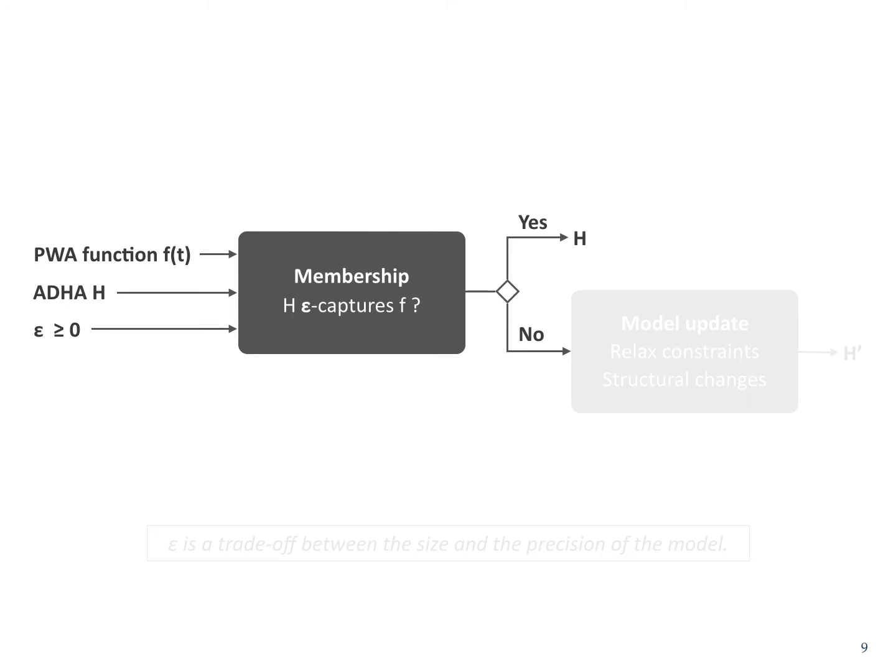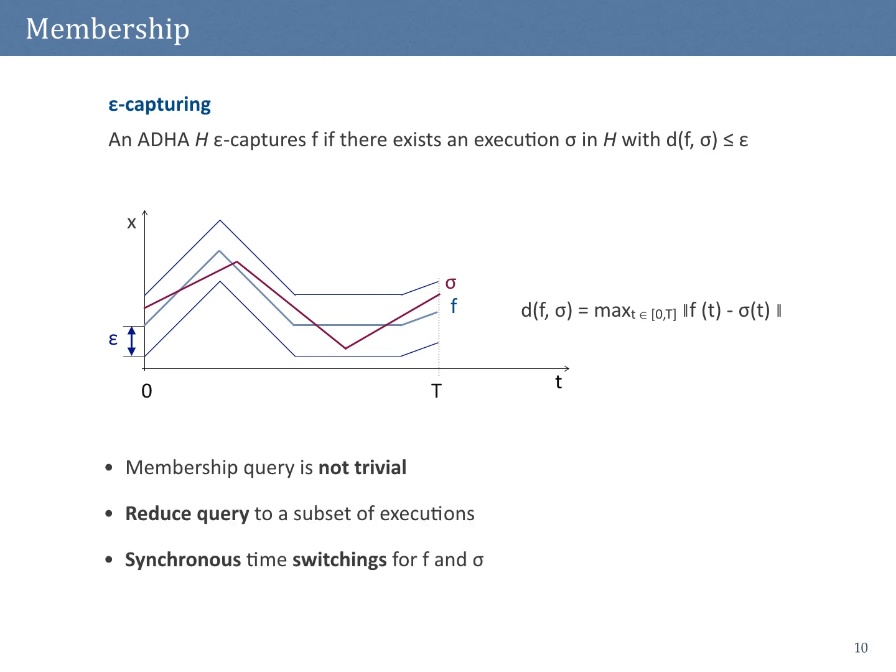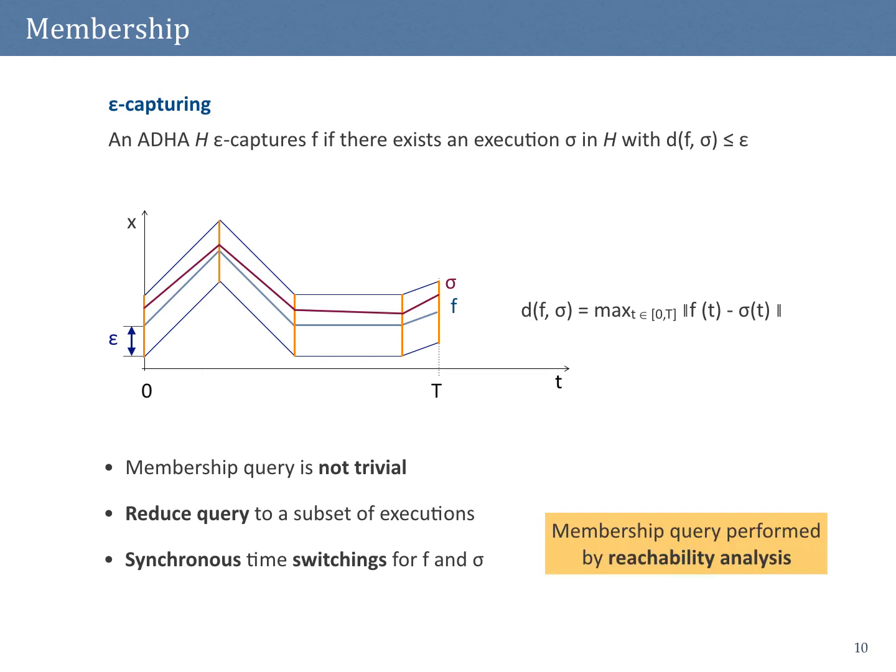Let me first introduce the membership query. Formally, we say that the model epsilon captures a function f if there exists an execution sigma in the automaton such that the distance between f and sigma is smaller or equal to the fixed epsilon. We have no result about the complexity of the membership query, but we can claim that it is not a trivial problem. Hence, we reduce the membership query to a subset of executions by considering synchronous time switches for f and sigma, which result in an execution with the same number of pieces as f. We solve the membership query by means of reachability computations.